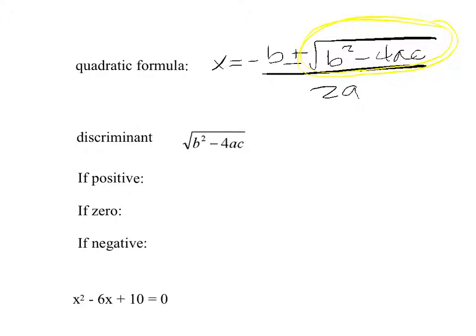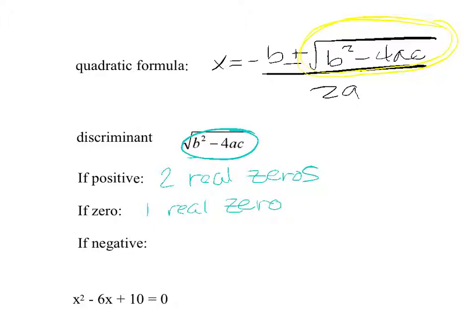If you have a positive inside the square root, so we're talking about if inside of there is positive, you're going to have two real zeros, two real answers. If what's inside is 0 itself, then you're only going to have one real answer, or real zero. Let me put 0 there. And if it's negative inside of there, you're going to have no real zeros.